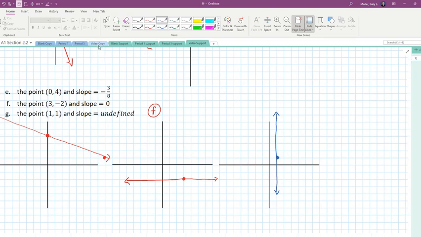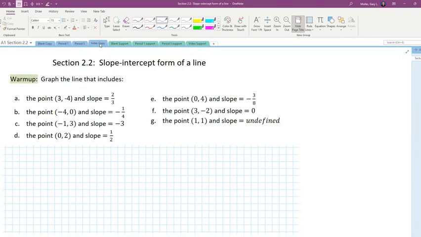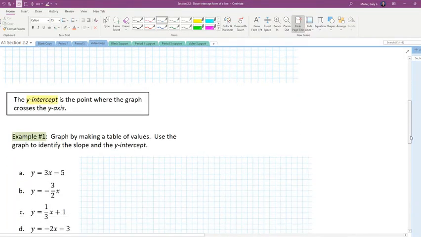Let me jump back to this screen. Okay, so warm up was graph those lines that include those points and those slopes. So we have done that. All right, let's scroll down.